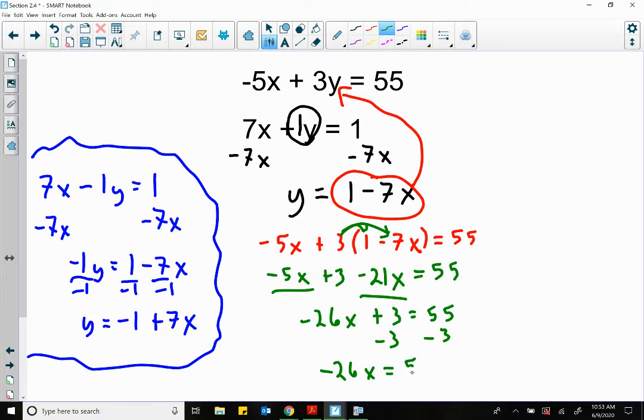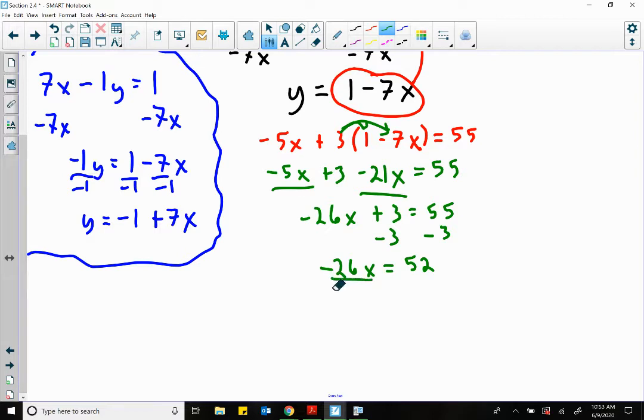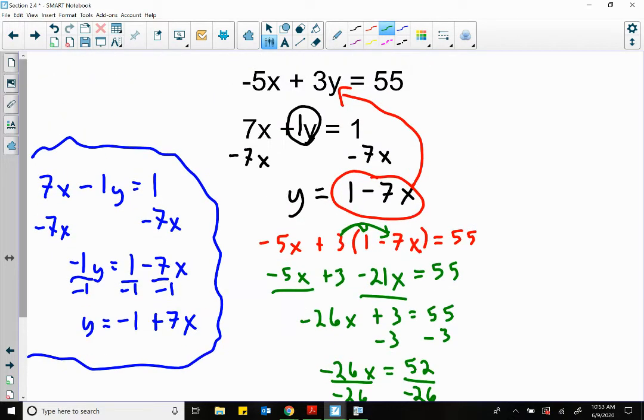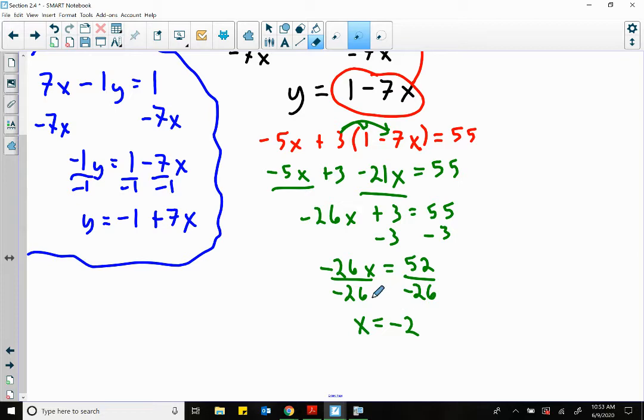Subtract 3 from both sides, negative 26x equals 52. Divide by negative 26. X equals, so just running my calculator real quick. That's what I thought. Negative 2. So now you know part of your answer. We know that x is negative 2. That should have been green, because we just solved for it. X is negative 2.